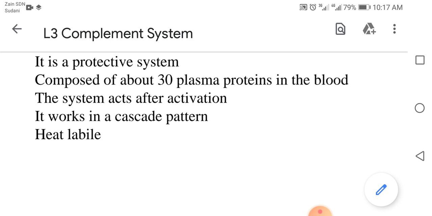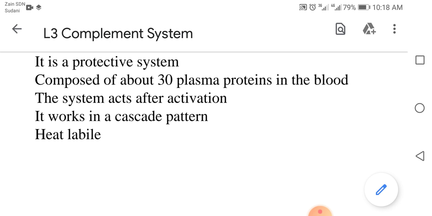This immunology lecture is about the complement system. It is a protective system composed of about 30 plasma proteins in the blood. The system is not active. It acts only after activation.